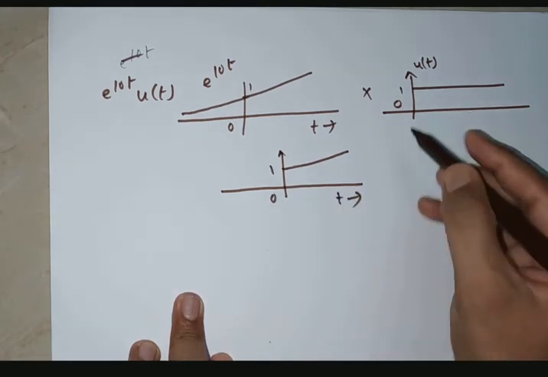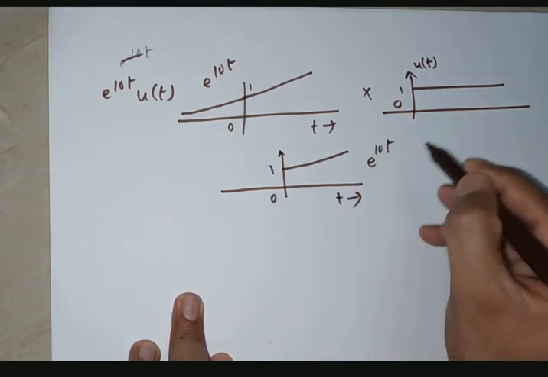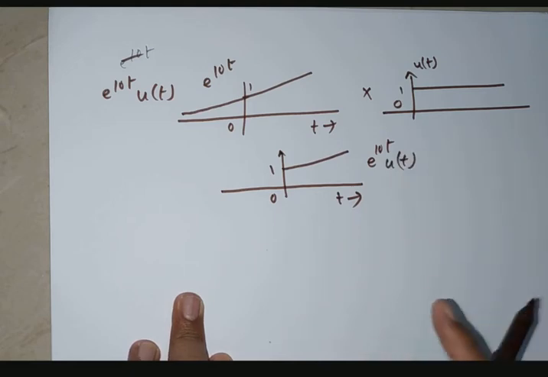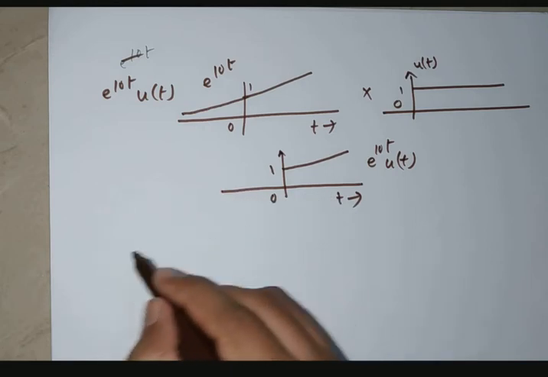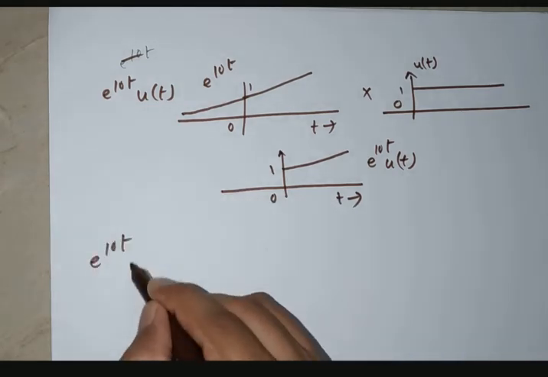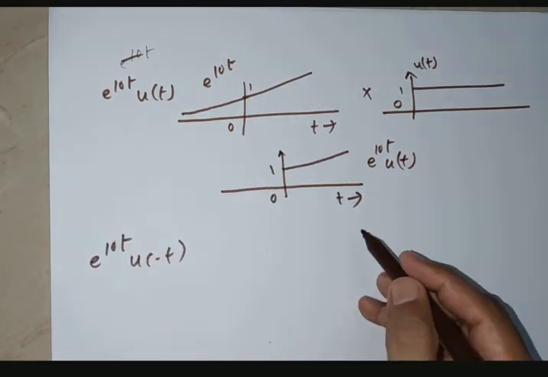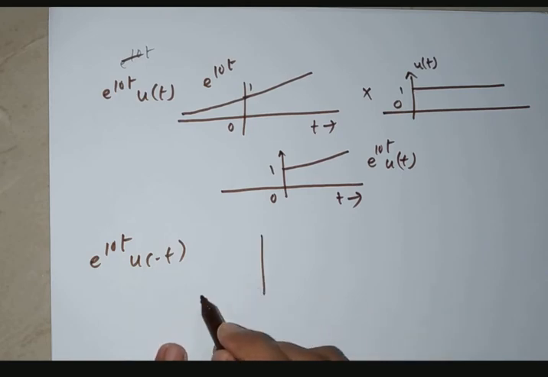So this is your e^(10t) u(t). Okay, similarly you can do e^(10t) u(-t), same process.